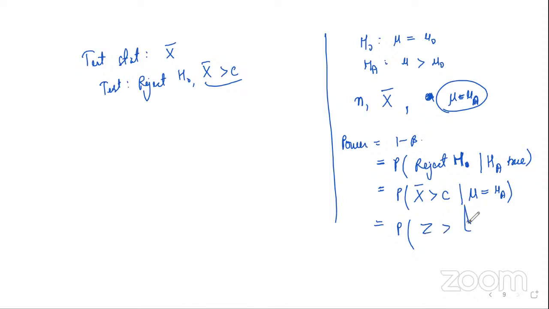Just one more extension. If the alternate is mu less than mu naught, then the same thing happens here. X bar is less than C, right? And this is when you reject H naught, and it is the same thing.